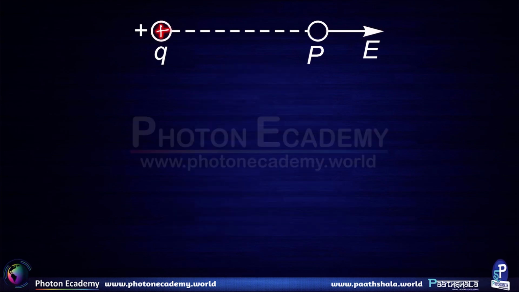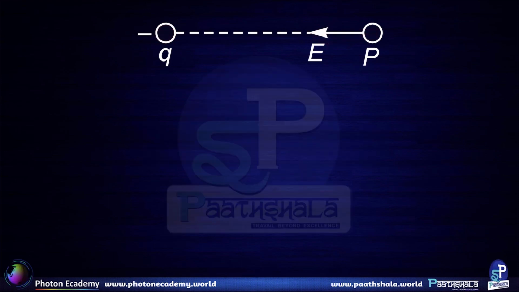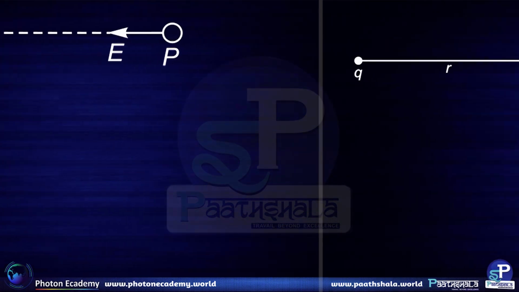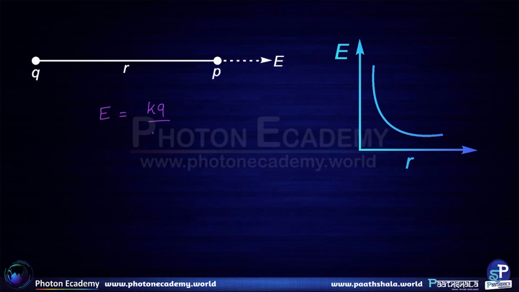So let us say if this point charge Q is positive, then the electric field at point P will be pointing outwards, away from the point charge. Similarly, if the point charge Q is negative, then the electric field will be pointing inwards or towards the negative point charge, as has been shown in this particular diagram. Now we have just written down the expression for the electric field. I will repeat what it was. The electric field was E is equal to KQ divided by r square. This was the expression for the electric field.